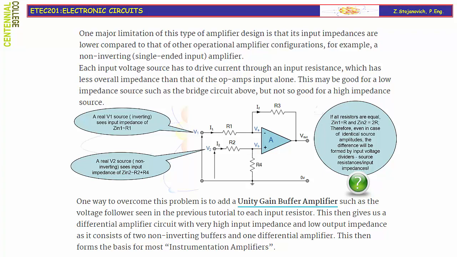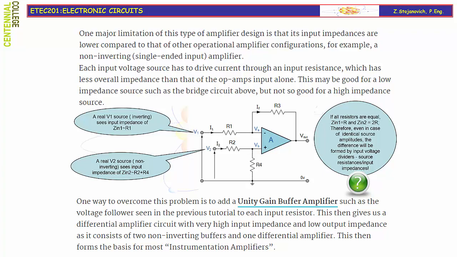One major limitation of this type of amplifier design is that its input impedances are lower compared to that of other operational amplifier configurations. For example, a non-inverting single-ended input amplifier. Each input voltage source has to drive current through an input impedance, which has less overall impedance than that of the op-amp's input alone. This may be good for a low impedance source, such as the bridge circuit given earlier, but not so good for a high impedance source. And let's take a closer look at what that means.